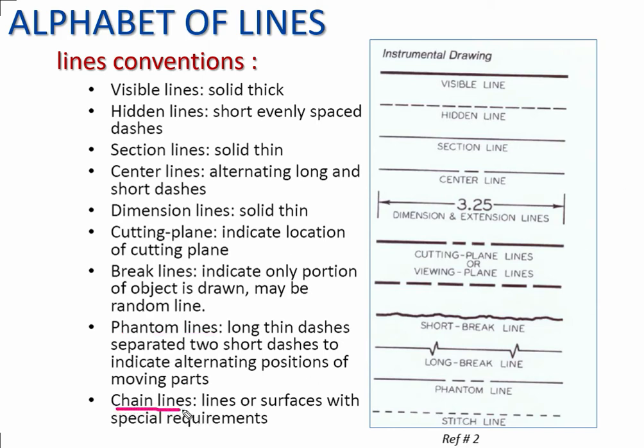Chain lines. Lines or surfaces with special requirements like stitching or maybe surface finishing. So we are using chain lines, and I will show you an example later. Should be like this. Evenly spaced, small dashes, thin, not thick.